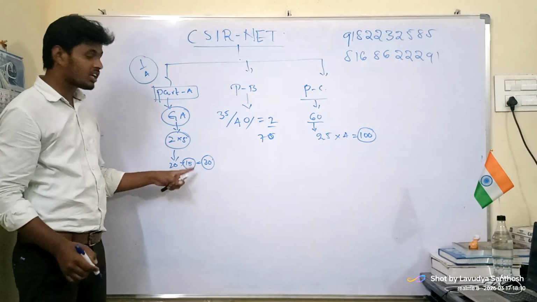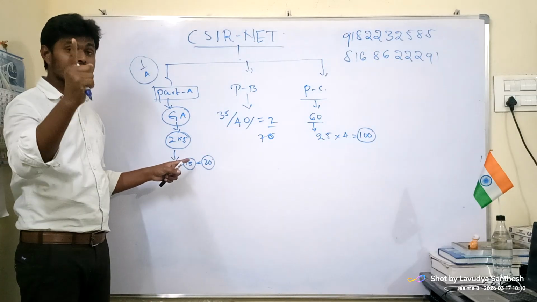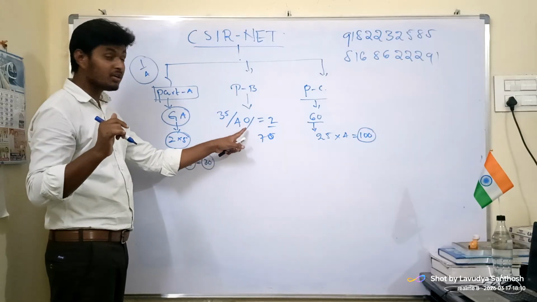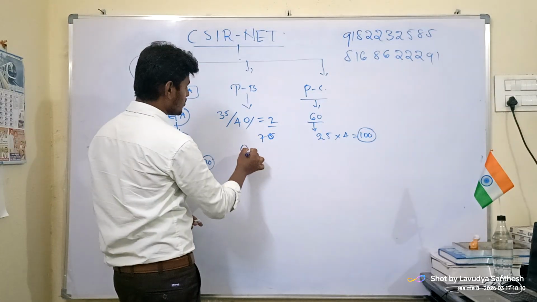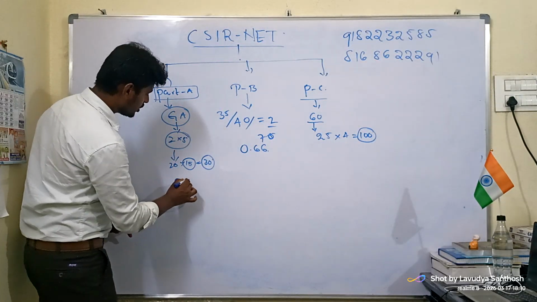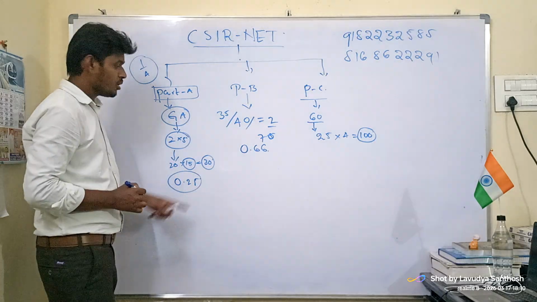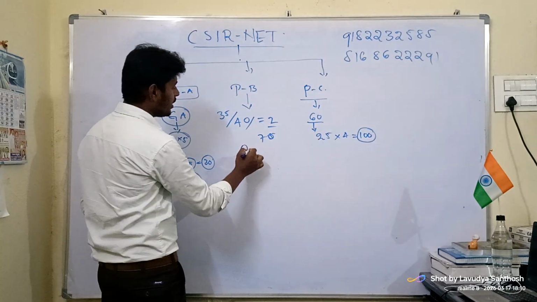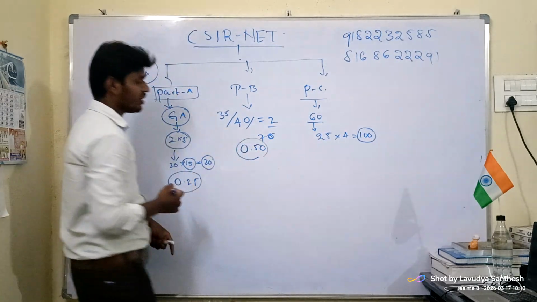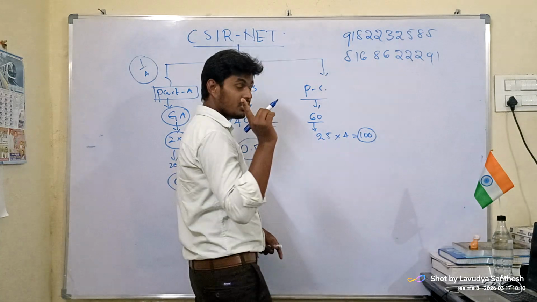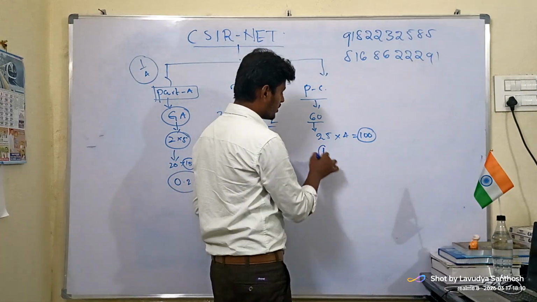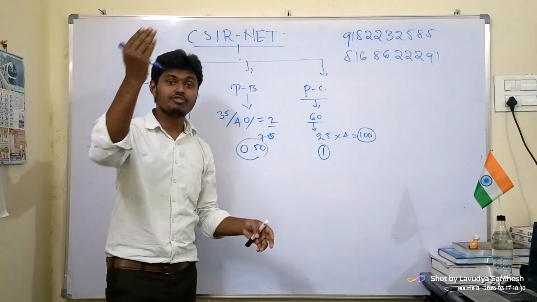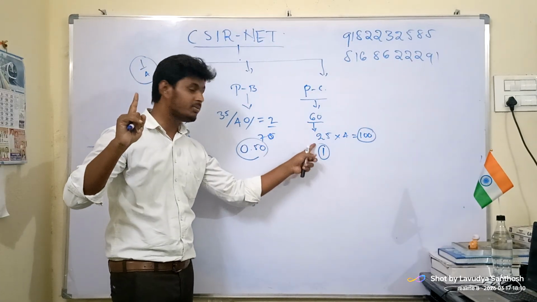1/4 means if you commit 4 mistakes, then 1 mark will be lost. In GATE, the negative marking is 0.66 for 2-mark questions and 0.5 for 1-mark questions. Here, if you commit a wrong 4-mark question, you will be losing 1 mark.